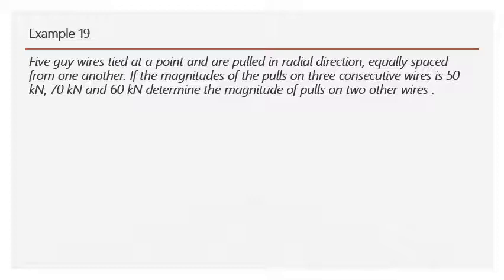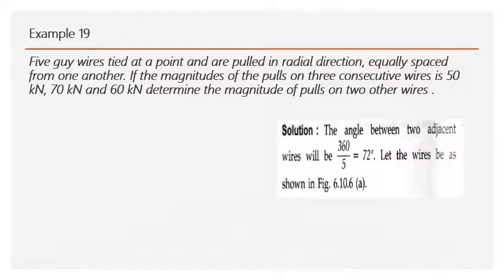So we have 5 guy wires. They are pulled in radial direction, that is in circular direction. So in a circle, you know, the total angle is 360 degree. These 5 wires are equally spaced. So 360 by 5. The angle between two adjacent wires will be 360 by 5, that is 72 degree.